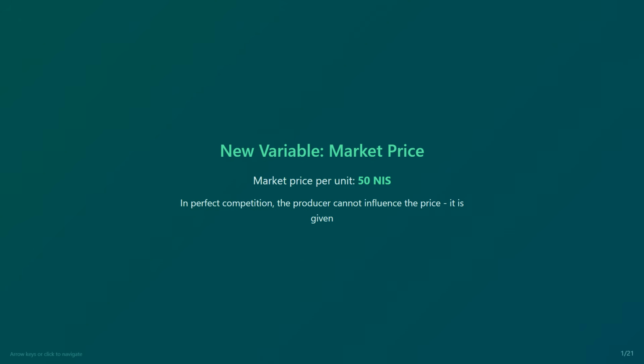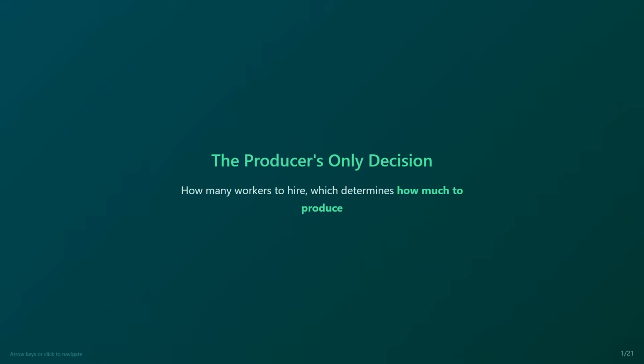They take the price as it is and need to decide only one thing: how many workers to hire, meaning how much to produce. What is total revenue? Total revenue is simply total output multiplied by the market price per unit. Let's calculate this for each employment level.